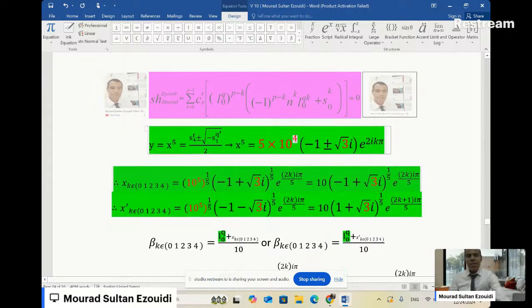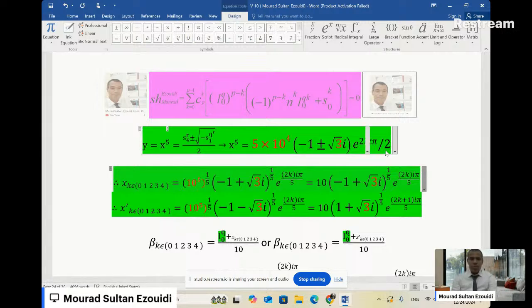So this one, my kids, has to be equal to 5 times 10 raised to the power 4 times minus 1 plus negative root of 3i times exponential 2i. Therefore, of course, this one I will make here divided by 2. Okay, I prefer to write it. I will divide this by 2, divided by 2. I will write like that.